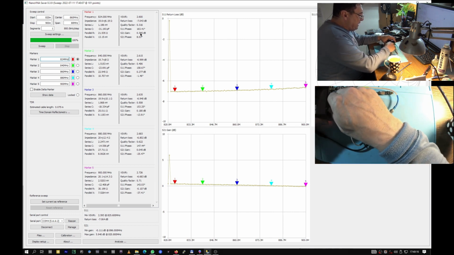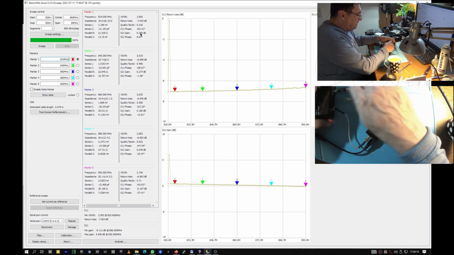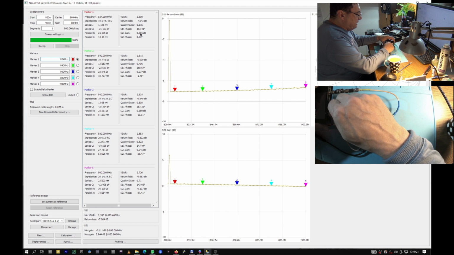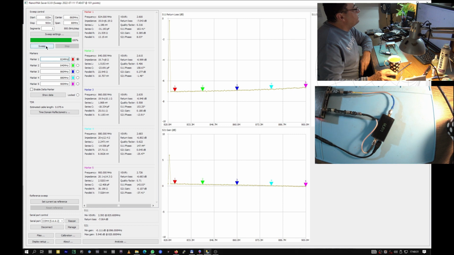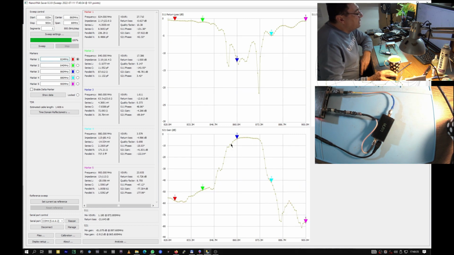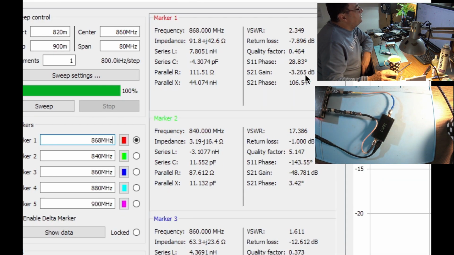Okay, now let me try to insert a filter in front of the amplifier. This will give me the peak at 868 megahertz. Let's see what's happening. There we are. A very nice bell shape because of the filter, of course. And we have minus 3.265 dB at 868 megahertz. That means we have around 16.7 dB amplification, and this is huge.